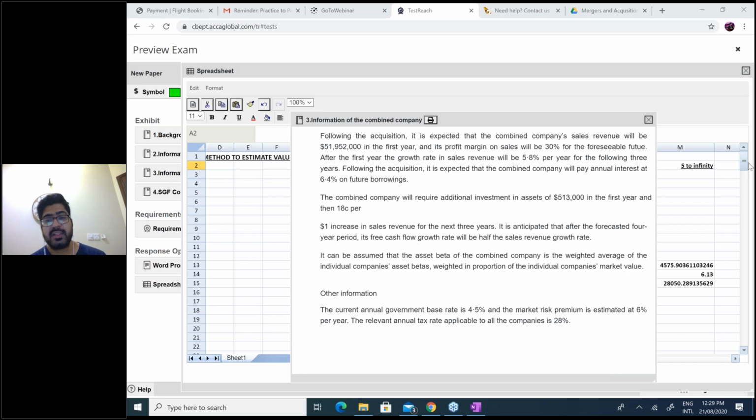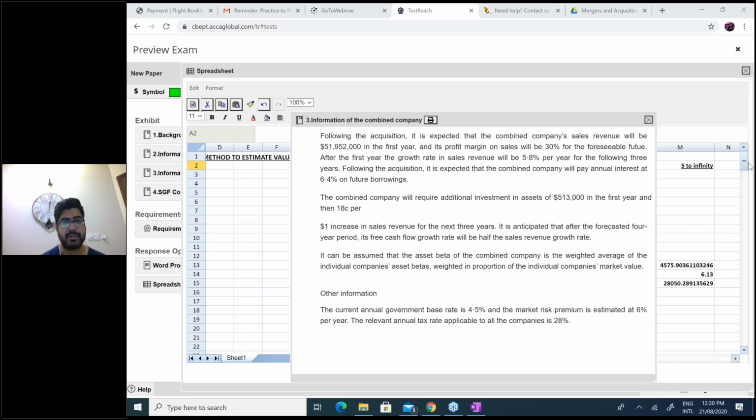Following the acquisition, it is expected the combined company will pay interest at 6.4%. The combined company will require additional investment in assets of 513,000 in the first year, and then 18 cents per dollar increase in revenue. It is anticipated that after the forecasted 4-year period, the free cash flow growth rate, not the revenue growth rate, will be half the revenue growth rate. That's 2.9%. It can be assumed that the asset beta of the combined company is the weighted average of the individual companies' asset betas, weighted in proportion to their market values.